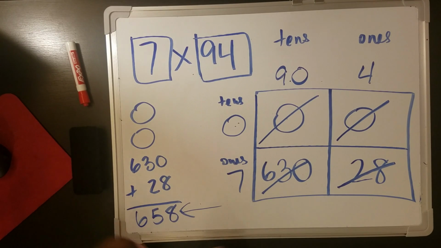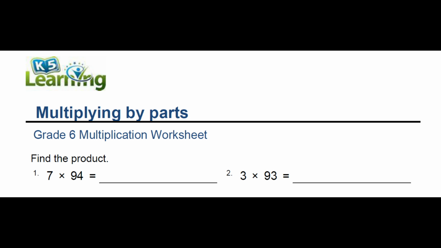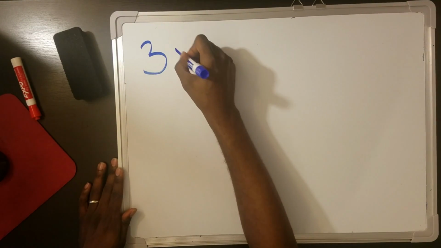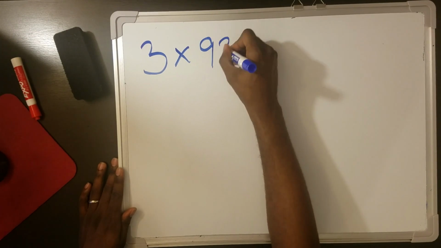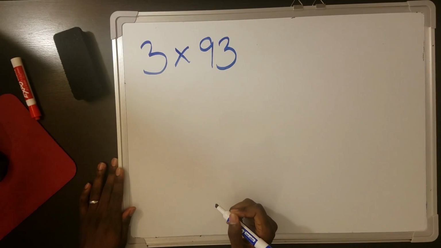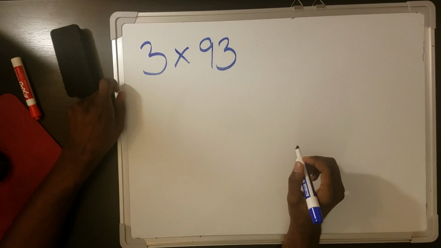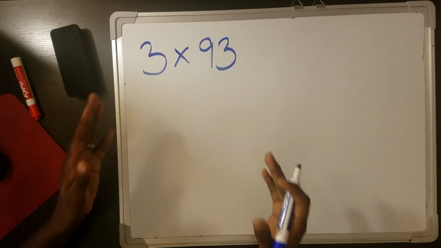All right. So let's look at a second question. The second question reads 3 times 93. So we're going to start this the same way. We're going to have 3 times 93. Okay? So follow along on your piece of paper, and we're going to identify our positions.